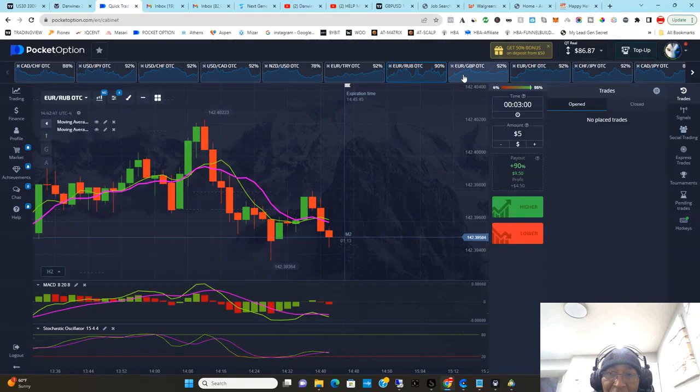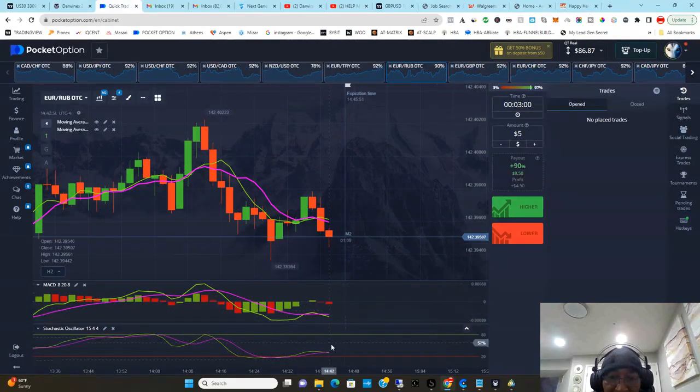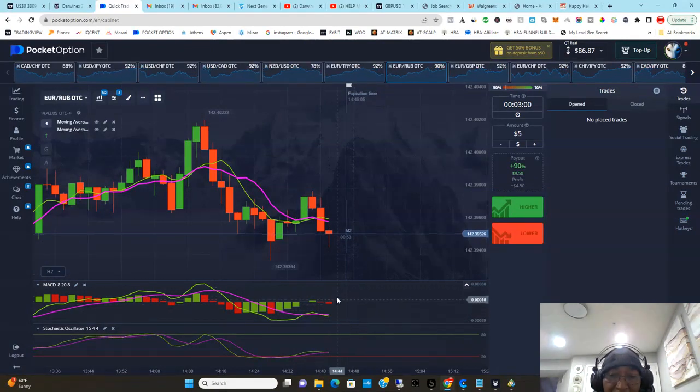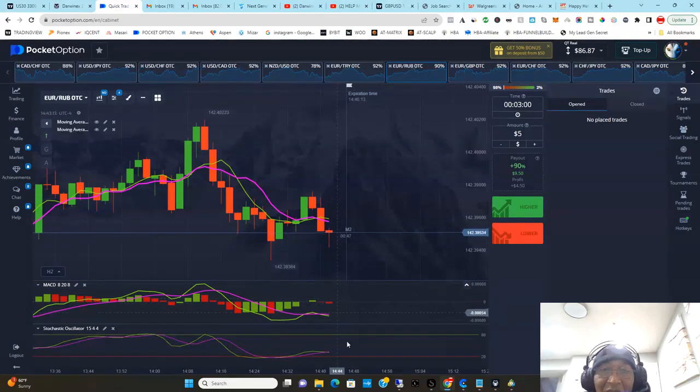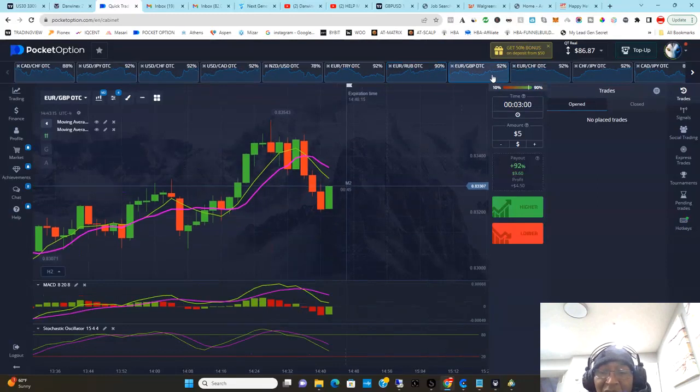Okay, the rules of the game are, for you to take a call option, the stochastic should be in the oversold position. The MACD should be below the candles and facing up, the lines cross each other, the oscillators cross each other and face up, and then the histogram should start showing green and above the midline. So that's the only time you can enter such a trade.